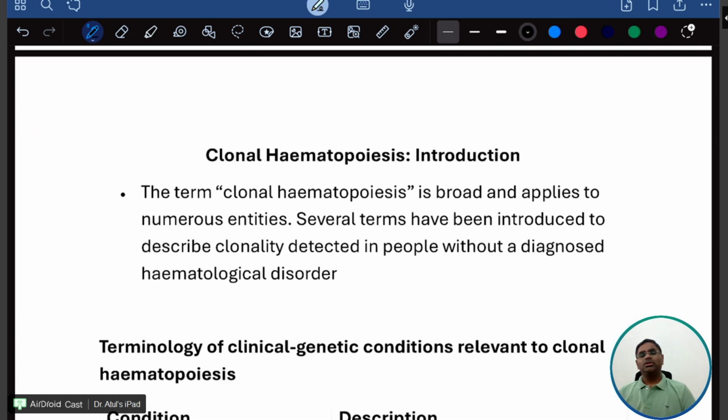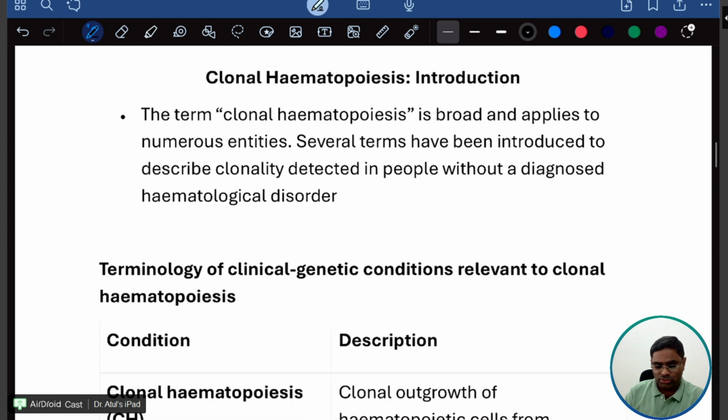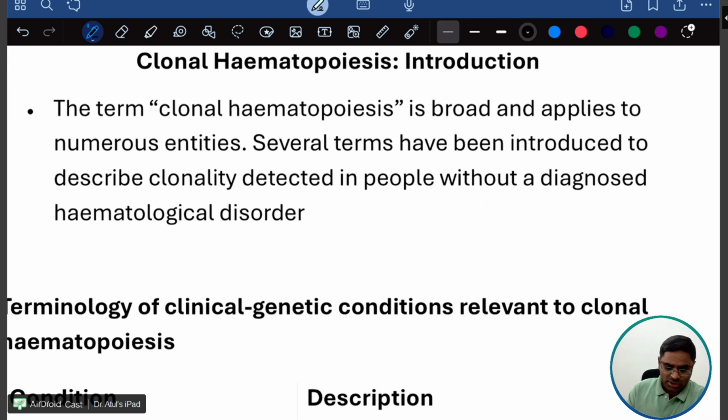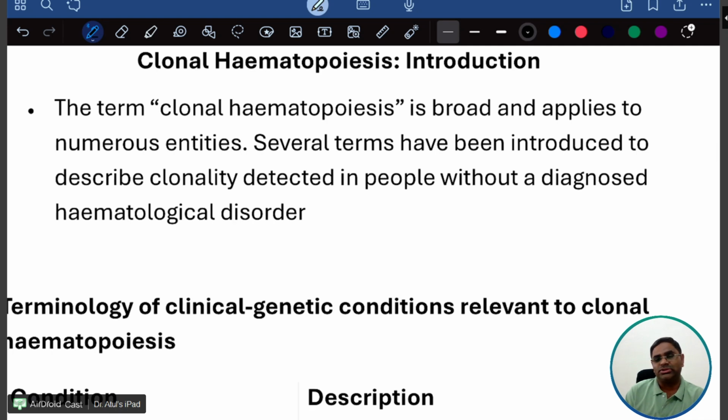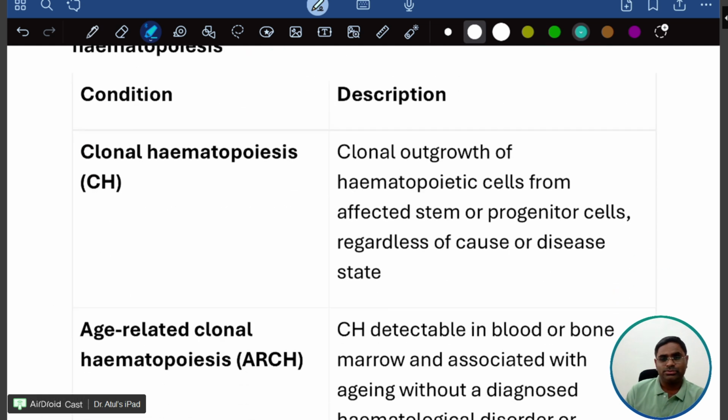Before starting the clonal hematopoiesis per se, let us go through a brief introduction. It is an introduction chapter given in WHO. I have created important point notes from that chapter only. So clonal hematopoiesis. The term clonal hematopoiesis is a broad term and it applies to numerous entities. Several terms have been introduced to describe the clonality detected in people without diagnosed hematological disorders. These terms are summarized in a WHO table. I have used this table as it is.